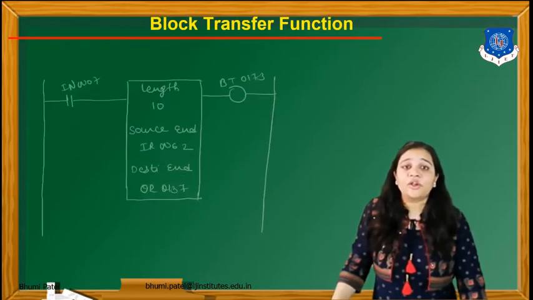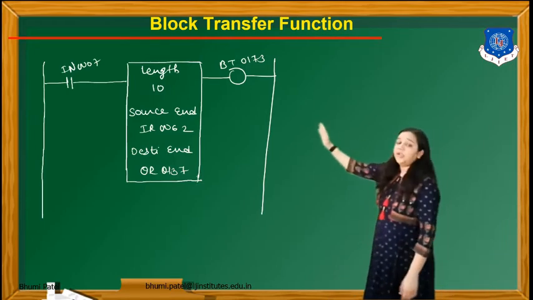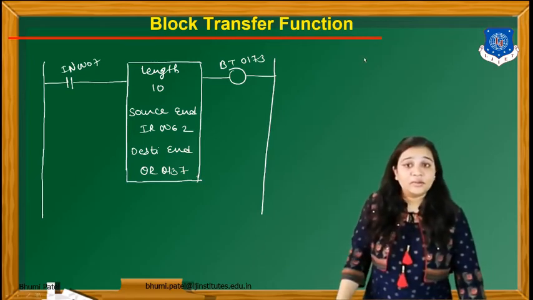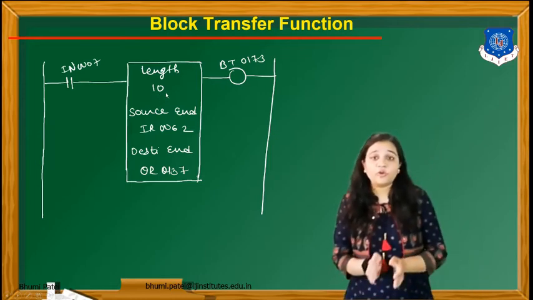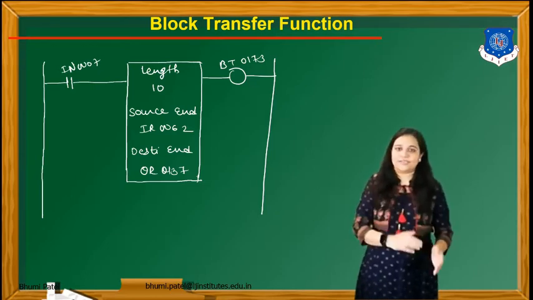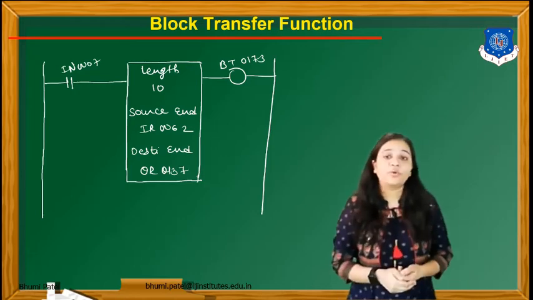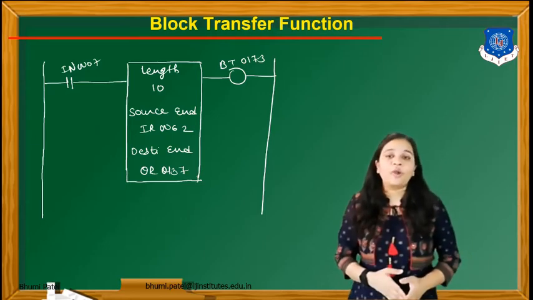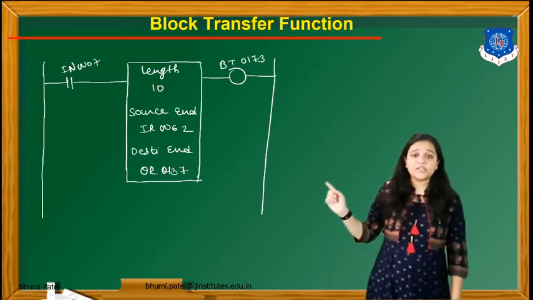Whenever we draw the block transfer function diagram, we have to take one input, IN007. Then we have to decide the length. Here we have to transfer 10 registers from input to output, from source to destination, so we write length 10. If we have to transfer only 4 registers from source to destination, we write length number 4.